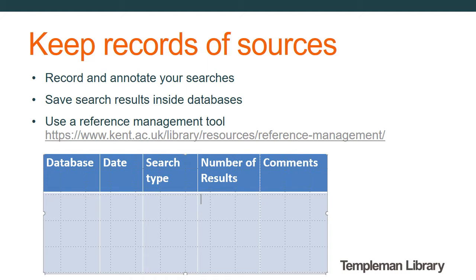The next stage we talked about was keeping records of your sources. So it's really important to record and annotate any of the searches that you're carrying out, and you can do that manually. Obviously you can have a table where you record all the information that you found, but also at Kent we have a good range of different reference management tools that you can use, which will help you not only to keep all your references together, but also help you when you're ready to do the actual reference management side of things as well, in terms of creating bibliographies in a particular referencing style and also doing things like in-text citation.